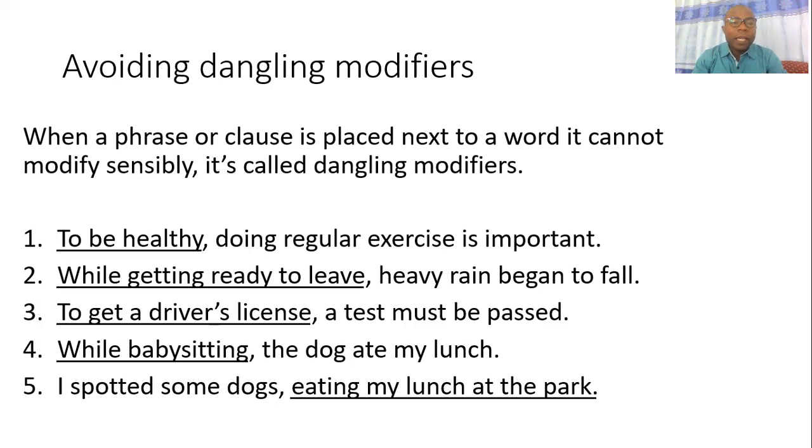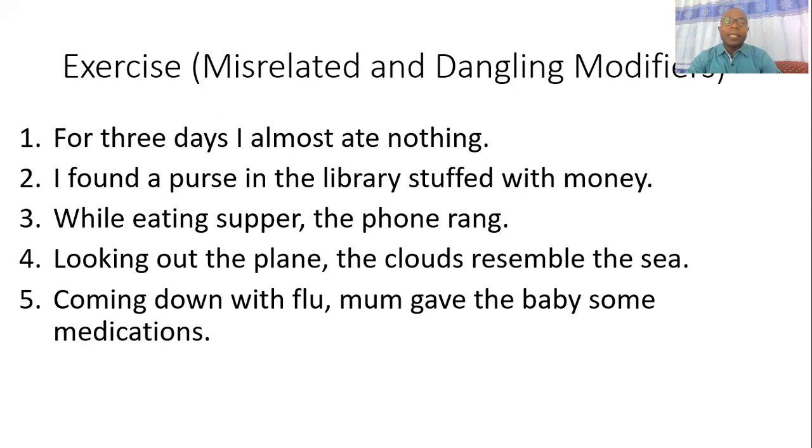So based on that, we're going to have some exercises with regard to misrelated and dangling modifiers. So let's look at these sentences to see whether we can correct them, with focus on dangling modification or misrelated modifiers. For 3 days, I almost ate nothing. What is the problem here? The problem is with the modifier almost.